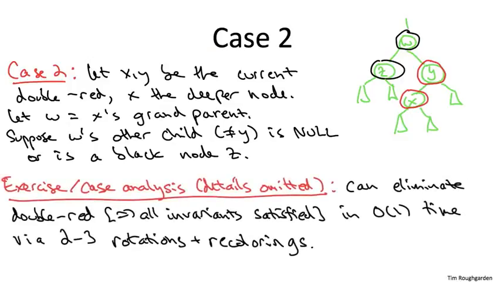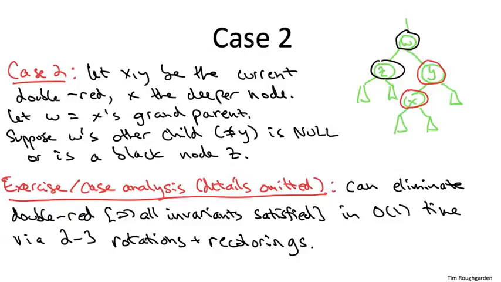There are unfortunately a couple of subcases depending on exactly the relationships between X, Y, Z, and W. For that reason, I'm not going to spell out all the details here. Check out a textbook if you're interested, or even better, work it out for yourself. Now that I've told you that 2 to 3 rotations plus some recolorings is always sufficient in case 2 to restore all of the invariants, follow your nose and figure out how it can be done.